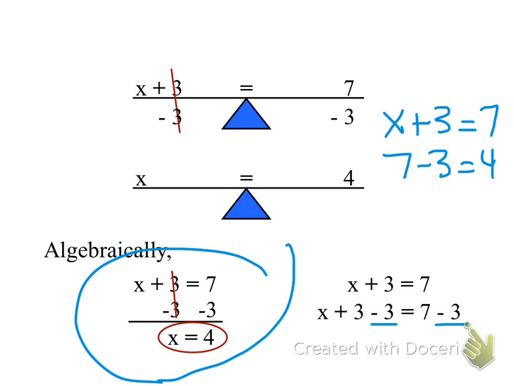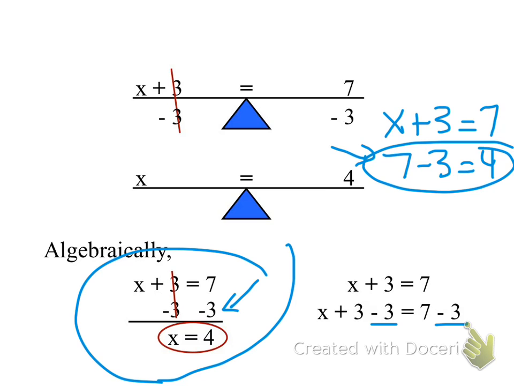Okay, because mathematics is all about justification. The only reason we're allowed to do things is because of the properties. This does not show a property. This is a very elementary way of thinking about it. It's fact families. That's what they do in elementary school. Here, what I'm showing is which property of equality?